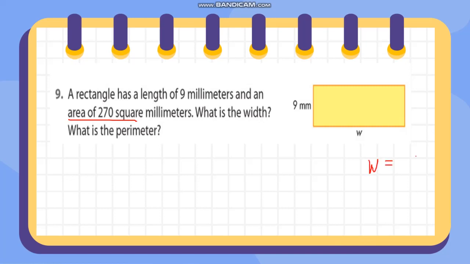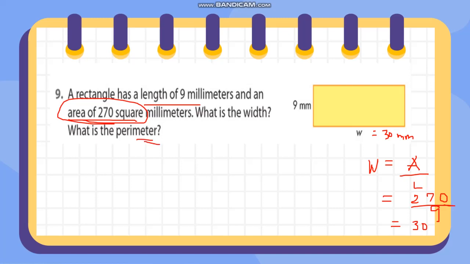So width is equivalent to area divided by the given length. So the area is 270. This is coming from this given, and your length is equivalent to 9. So 270 divided by 9, that is equivalent to 30. So the width now is equivalent to 30 millimeters. Now, is it possible to find the perimeter?